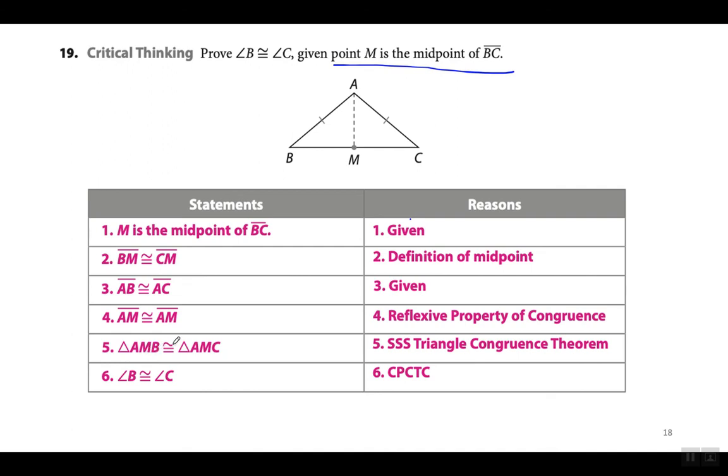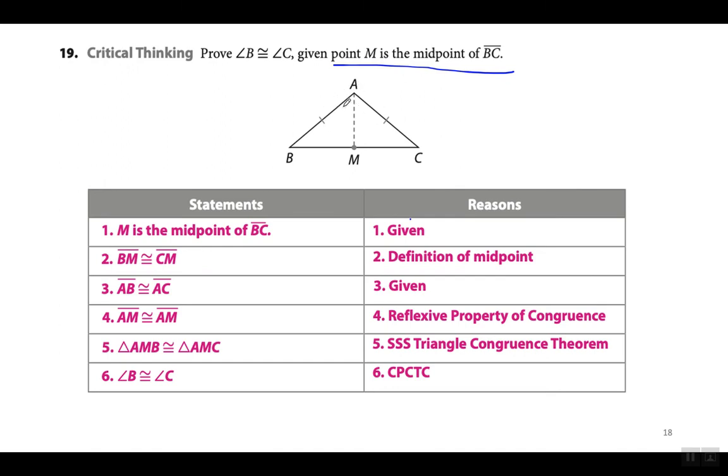Triangle AMB is congruent to triangle AMC because all three sides are congruent. If they already proved that BM is congruent to MC, and this side is congruent in both triangles because it's the same side, and it was given that this side is equal to this side, then all three sides are equal because of the SSS triangle congruence. Si ya comprobaron que este lado es congruente a este lado, el lado en el medio los dos lo tienen en común, así que es congruente.